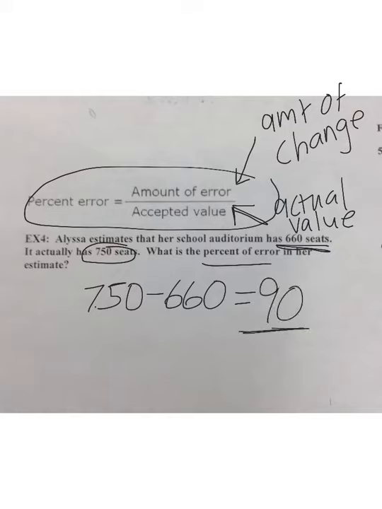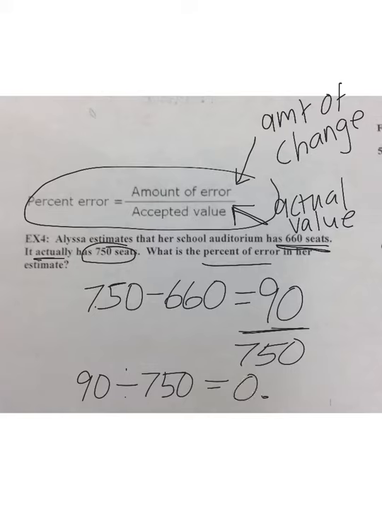So we want to put that over the accepted value or the actual value. Right here when it says it actually has 750, that's what I'm putting it over. And so when I type in 90 divided by 750, I'm going to get 12 hundredths. And so I want to change that decimal to percent by going to the right. So this is going to be a 12% error.